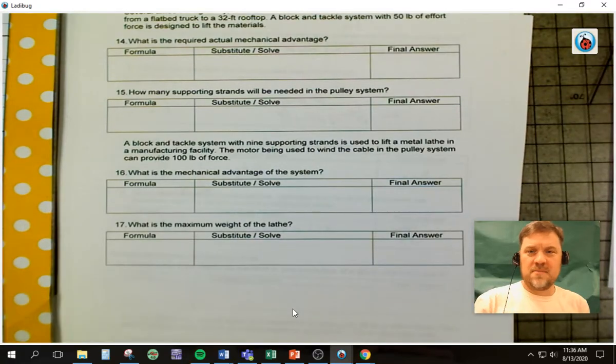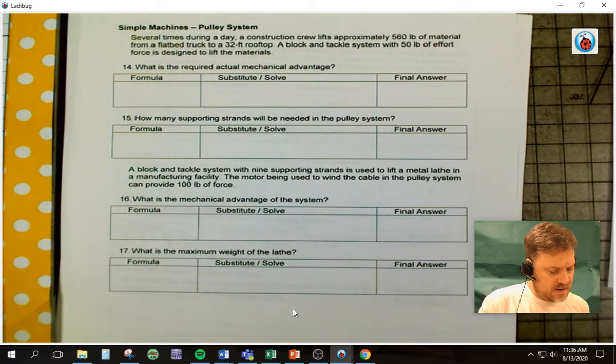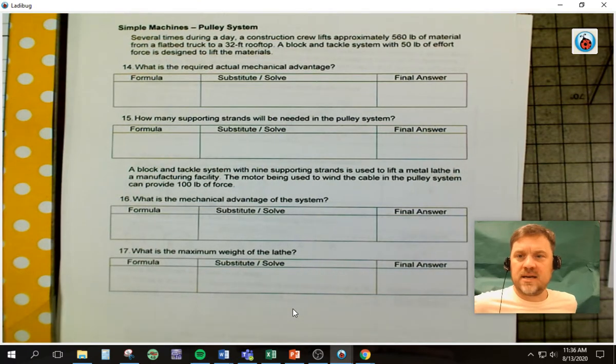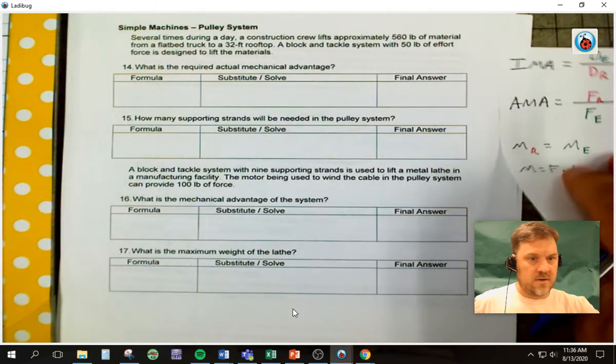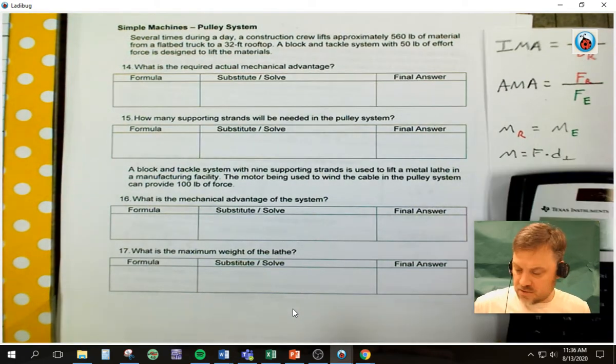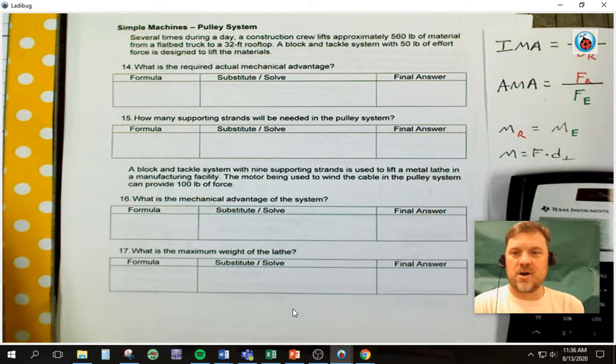All right, welcome back. We're going to finish up this simple machine pulley system problems right here. We're going to do 14 through 17. And so let's get started. I have my calculator, my little formula sheet, my pencil, my colored pens, my flare pens. So let's start out.